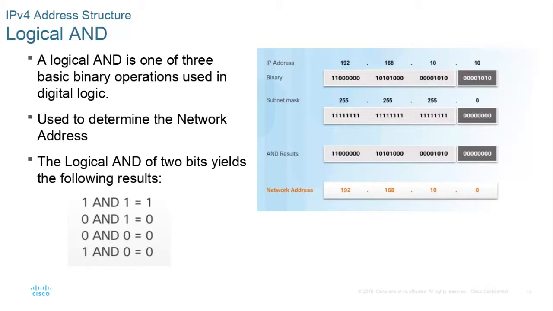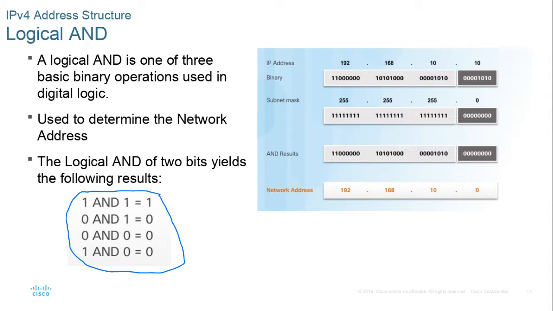So logical ANDing sounds so confusing, but if we look at this chart down here, it's really 3rd grade multiplication. What's 1 times 1? It's 1. What's 0 times 1? It's 0. 0 times 0 is 0, and 1 times 0 is 0. So the logical AND function is just simply multiplying the ones and zeros together. So no more than 3rd grade arithmetic is required in introductory networking courses.